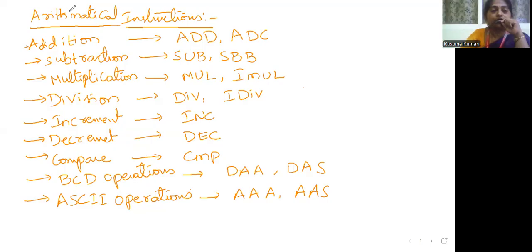Hello everyone. Today I am going to explain about arithmetical instructions in 8086. These are the various arithmetical instructions performed by the 8086 microprocessor. That is addition. The corresponding instructions are ADD and ADC, that means add with carry. Subtraction, that is SUB and subtraction with borrow.